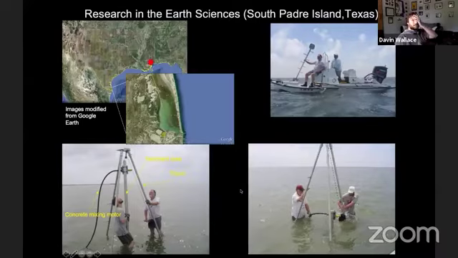Here's another example of what the environment looks like in South Padre Island. This is me with my PhD advisor, John Anderson. So here's where we are, the red dot, and where we were for this particular part of my PhD dissertation was looking at a wonderful place called Laguna Madre, which is the lagoon behind South Padre Island, which you might have heard of as a popular destination for vacations.